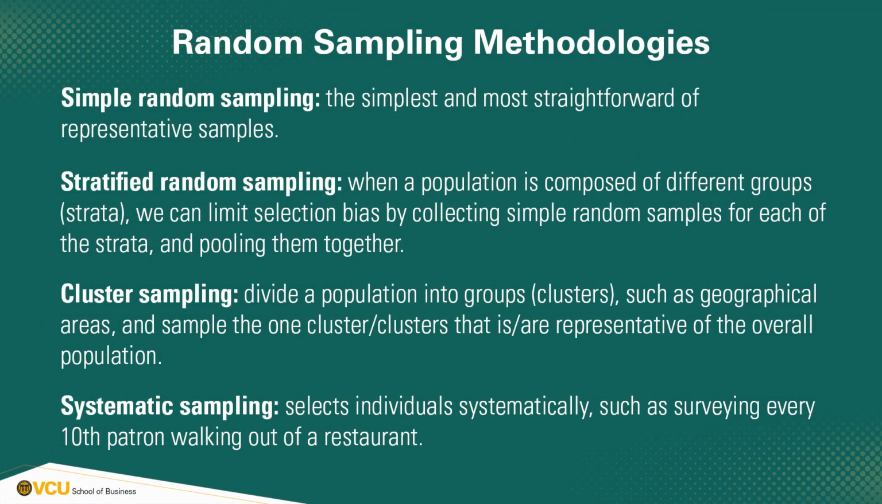Finally, we have systematic sampling, in which we systematically query the 10th or the 15th or the 20th person coming out of an establishment to ask a question of interest. This is the sampling technique usually employed for exit polls during elections, because the order in which voters leave the voting booths is, in fact, random.